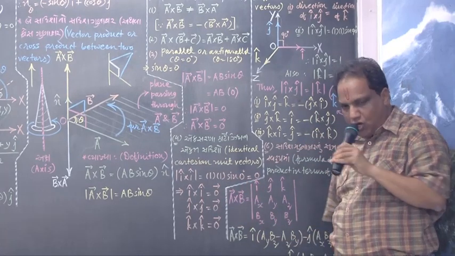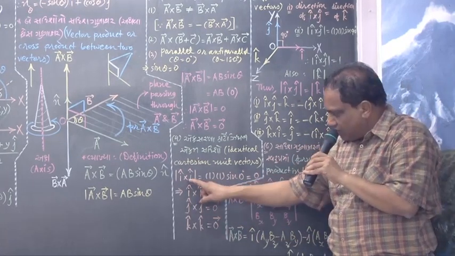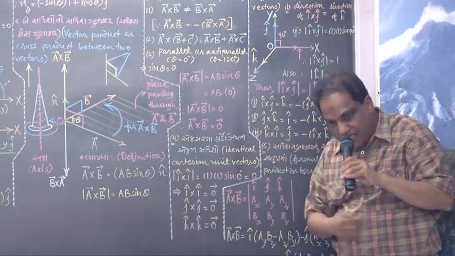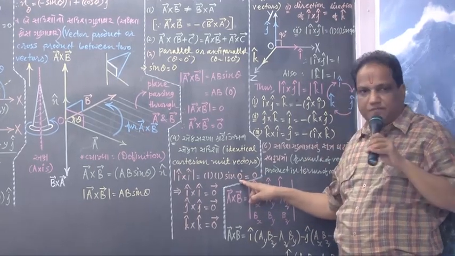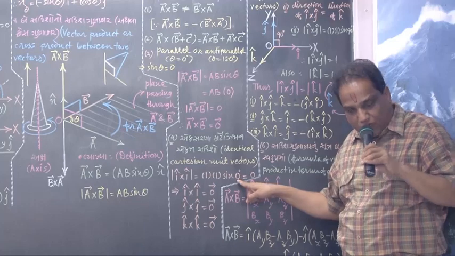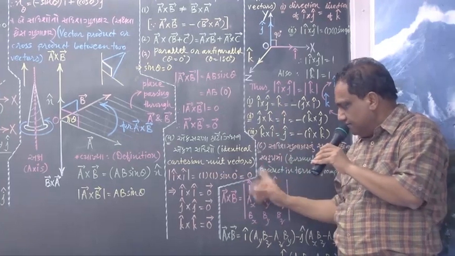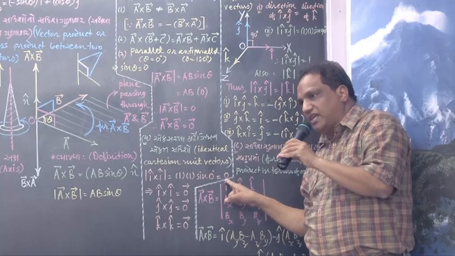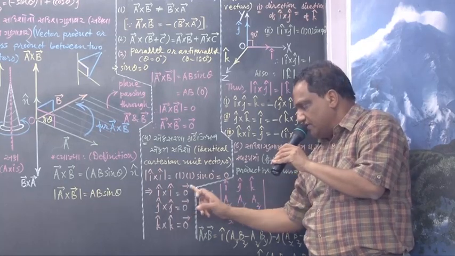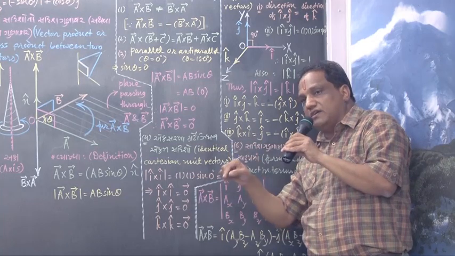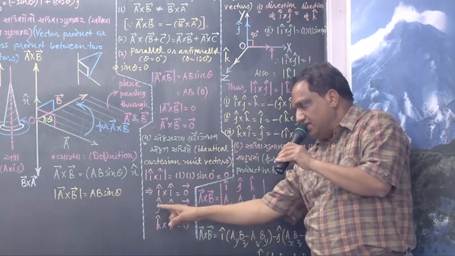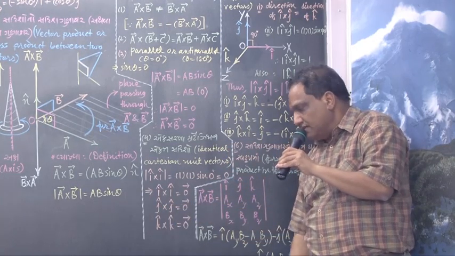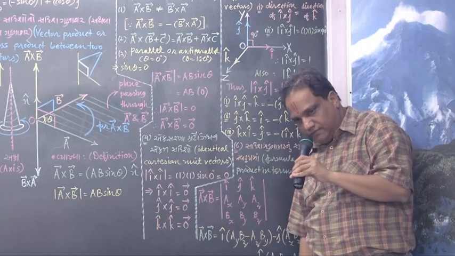Into sin theta. But because these two are in the same direction, theta is 0. Sin 0 is 0, so the product is 0. A vector whose magnitude is 0, what is it called? Zero vector. So i hat cross i hat must be the zero vector. Similarly, j hat cross j hat is also the zero vector, and k hat cross k hat is also the zero vector.